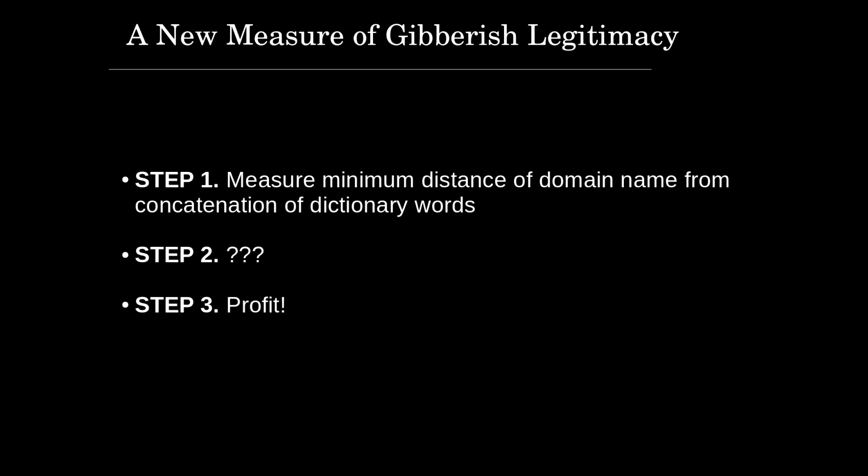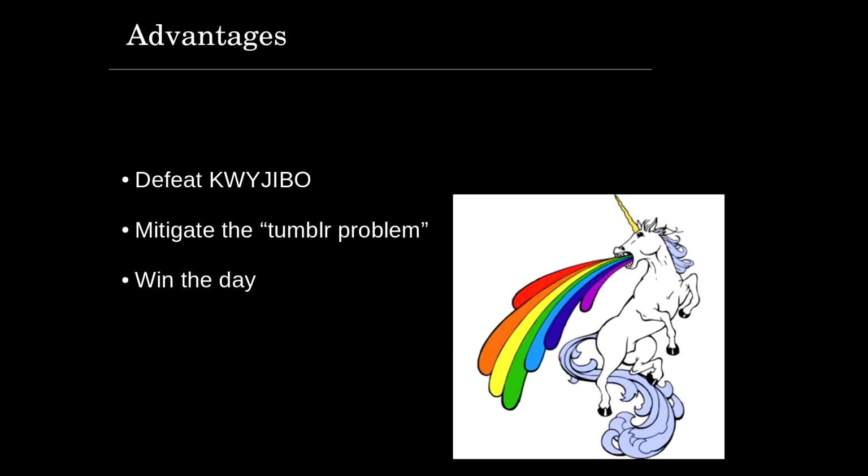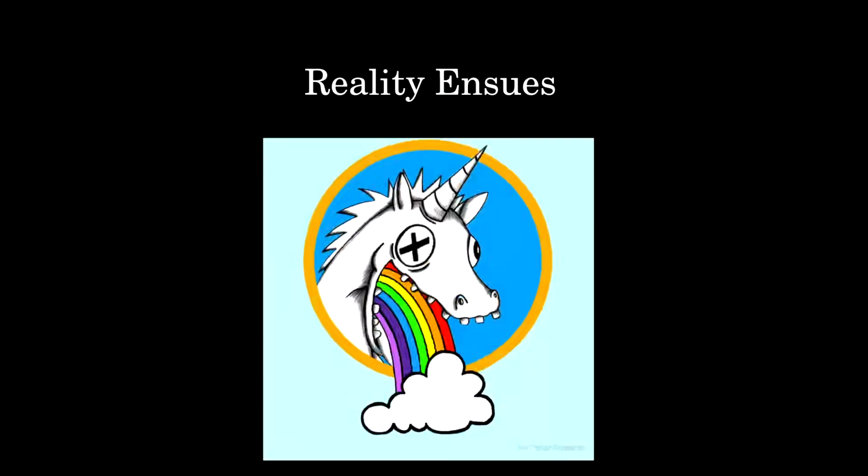And the miracle occurs here, and then we profit, because this new criterion is going to defeat Quaijibo and mitigate the Tumblr problem, because the word Tumblr is now going to suddenly make sense to us, and we're going to win the day. So we were super happy, and then we actually tried to implement this thing in practice. Why did we run into trouble?